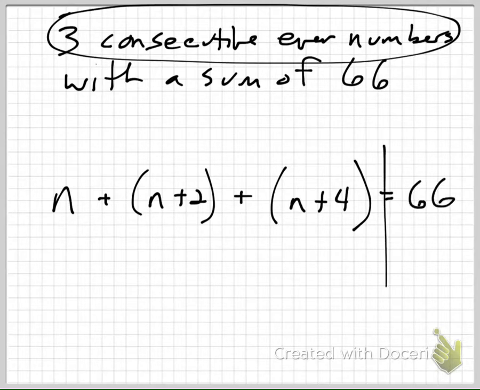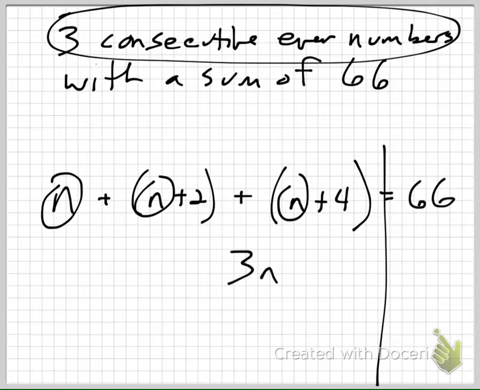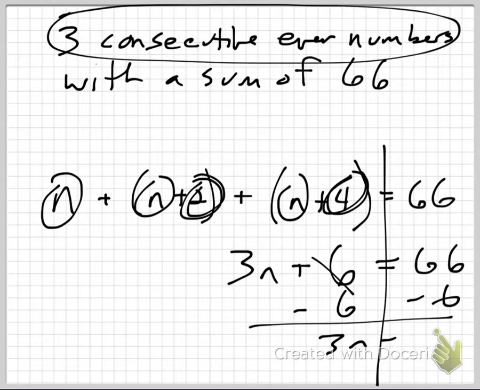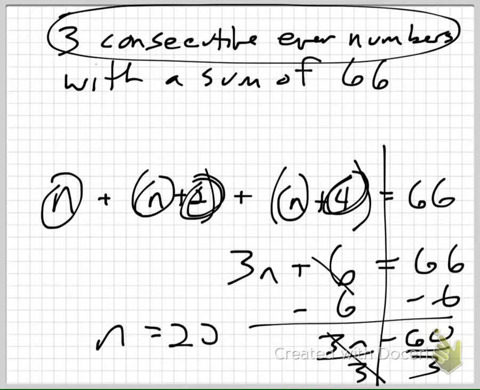So then now, line down the equal sign. Is there any distributive property to be done here? No. So it's just n plus n plus n is 3n plus 6, right? Because there's a 2 and a 4. Equals 66, minus 6 minus 6. 3n equals 60, divided by 3, divided by 3. n equals 20. So what does that tell you?